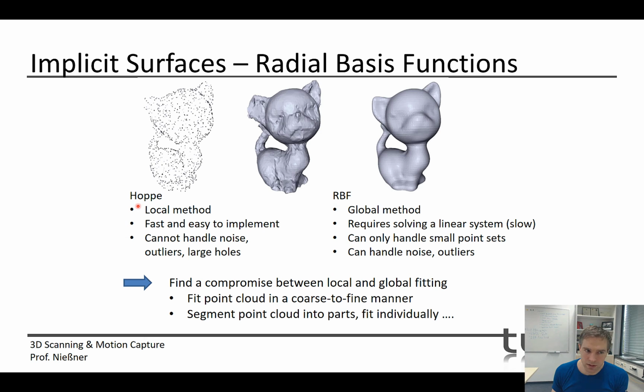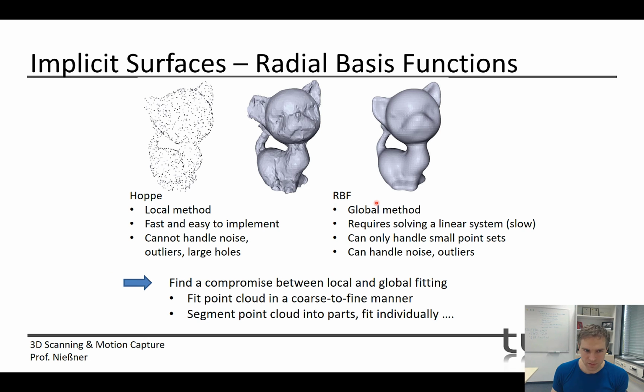So the hopping method is local. It's straightforward to compute, right? You just have a query point. You check out what's the nearest point that you've scanned. This gives you this Voronoi diagram. You map it basically to this local patch or this local plane. It's very easy to compute, but it cannot handle any outliers, noise, and it requires quite a few points in order to give you a good surface out of it.